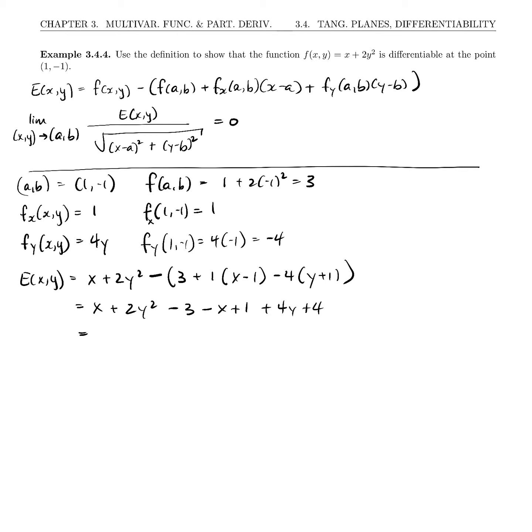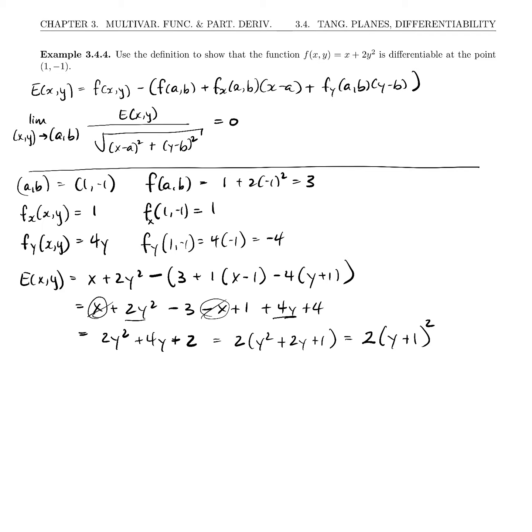Collecting our like terms, well, we are lucky that some stuff cancels, so our minus x and our plus x will cancel. And we will end up with 2y squared plus 4y. And then what's left is minus 3 plus 1 plus 4. That's 5. Minus 3 is 2. So plus 2. Now we can factor out a 2, which gives us y squared plus 2y plus 1, which we might recognize as a perfect square. So we can write our function e of x y as 2 times (y plus 1) all squared.